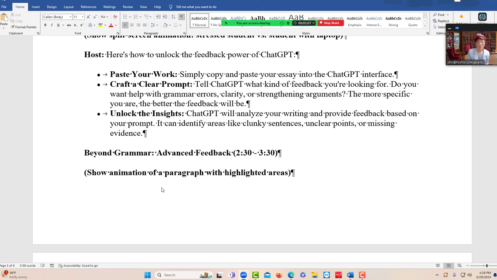Paste your work. Simply copy and paste your essay into the ChatGPT interface. Craft a clear prompt. Tell ChatGPT what kind of feedback you're looking for. Do you want help with grammar errors, clarity, or strengthening arguments? The more specific you are, the better the feedback will be. Unlock the insights. ChatGPT will analyze your writing and provide feedback based on your prompt. It can identify areas like clunky sentences, unclear points, or missing evidence.